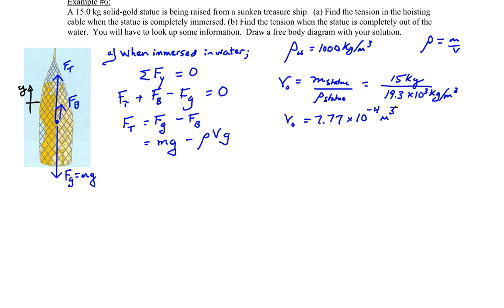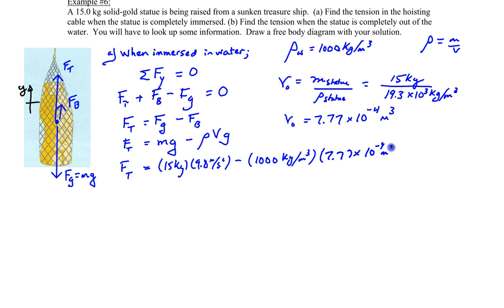So now you're ready to substitute it in your expression. So the tension would be equal to the weight, which is 15 kilograms times 9.8 meters per second squared, minus the density of the fluid, which is 1,000 kilograms per meter cubed, multiplied by the volume, 7.77 times 10 to the power negative 4 meters cubed, and g is 9.8 meters per second squared. And that will give you a tension of around 139 newtons. Okay, let's now do part B, when it's in air.